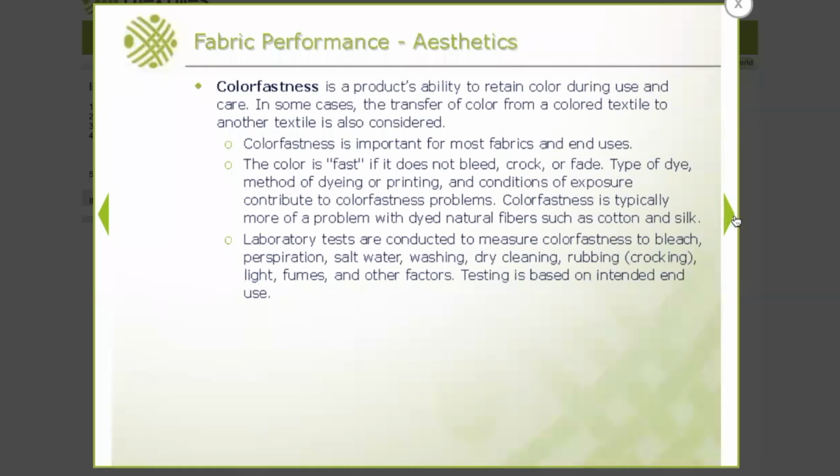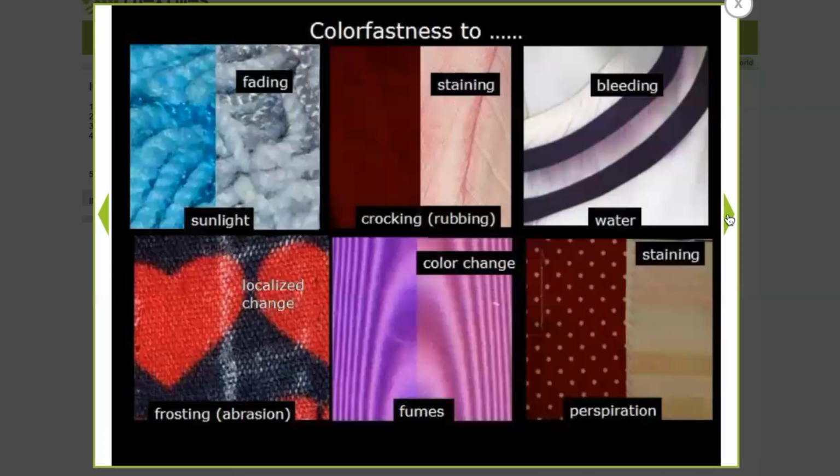Color fastness is the ability of the fabric to retain its color after use or after washing. So there are a lot of different things we look at about color fastness. So we look at color fastness to sunlight. For example, this fabric doesn't have very good color fastness to sunlight because this was the original color and it faded to this color after exposure to sunlight.